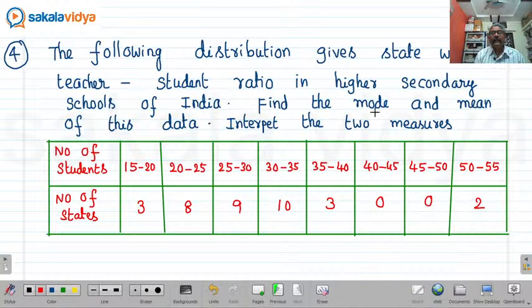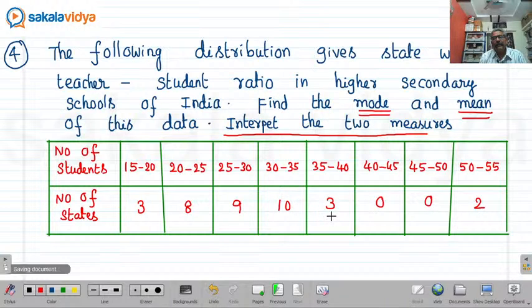So what we need to find out here? Mode we need to find out, and mean we need to find out of the data, and we need to interpret the two measures, mode and mean. Okay, let us solve it now. First check: it's continuous, 15 to 20, 20 to 25, 25 to 30, and so on. So here class size is 5. What is the highest frequency? 10. Obviously this will be the F1. This is F0. This will be F2. So let us find out first now.